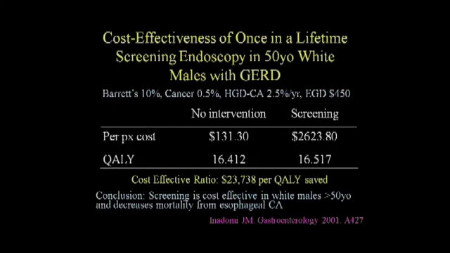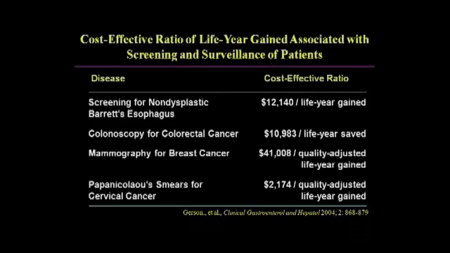So the underlying basis for the assumptions is tenuous. But there is some data, and here you can see one of the papers that was published, assuming a Barrett's prevalence of 10%, a cancer incidence of 0.5% per year, 2.5% per year in high-grade dysplasia, and a $450 upper endoscopy cost, concluding that it's about $25,000 per quality-adjusted life year saved if you're going to screen for Barrett's esophagus in a 50-year-old white male with GERD, as I mentioned.